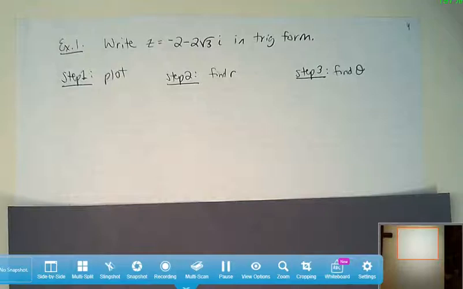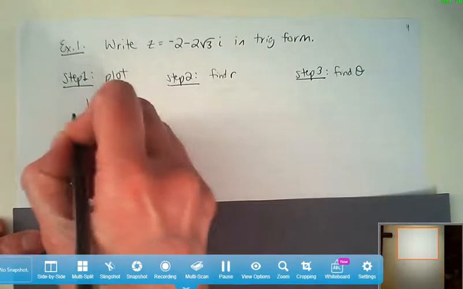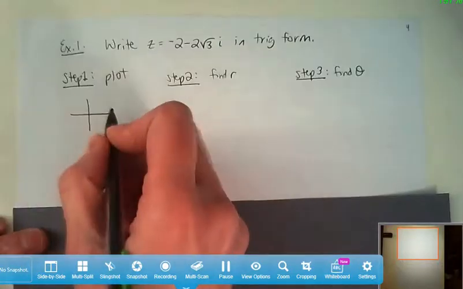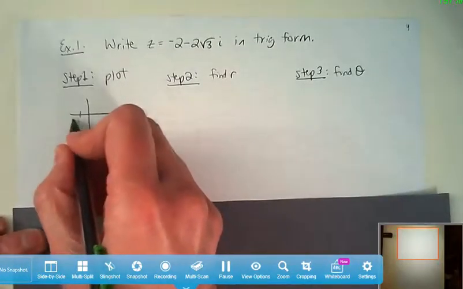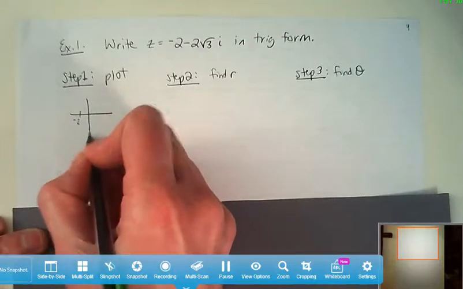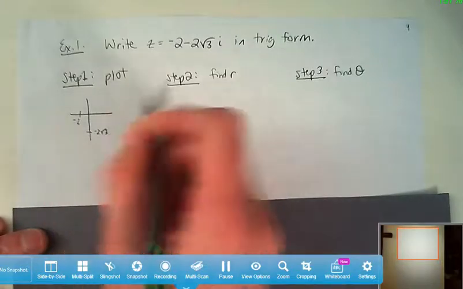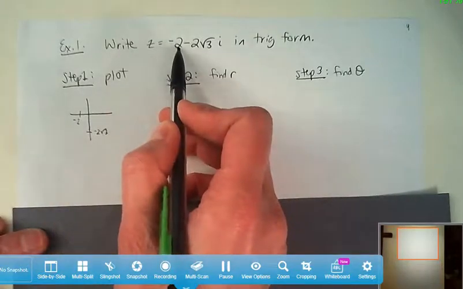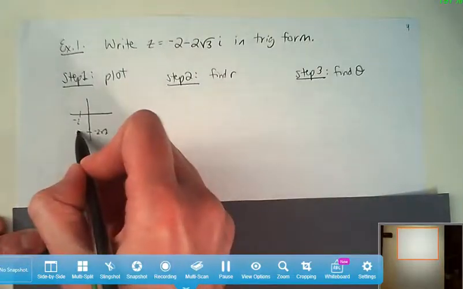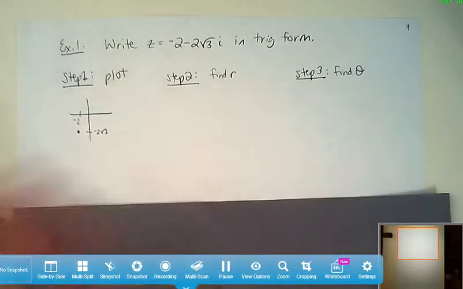So I do really strongly recommend that you always plot your complex number first. And when you plot your complex number, you don't have to worry about being highly accurate. You really are just doing this to figure out what quadrant you're in. So if you go left 2 and then down 2 radical 3, that's the location of our complex number.